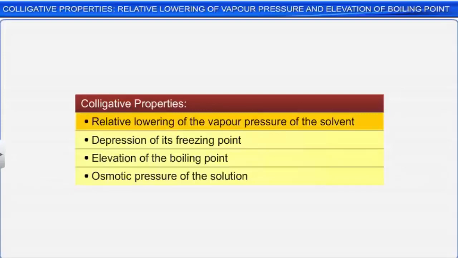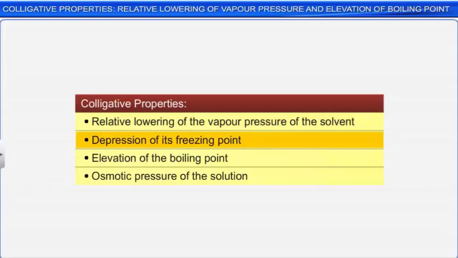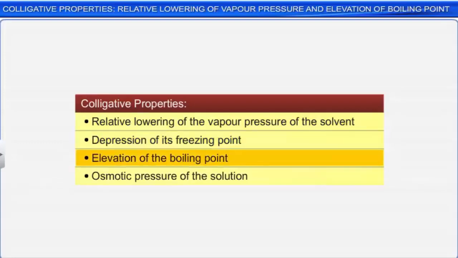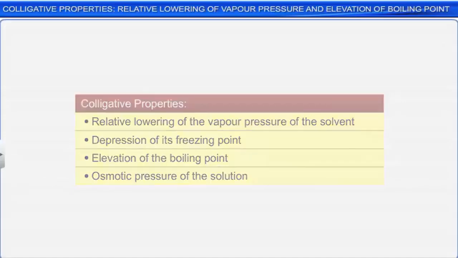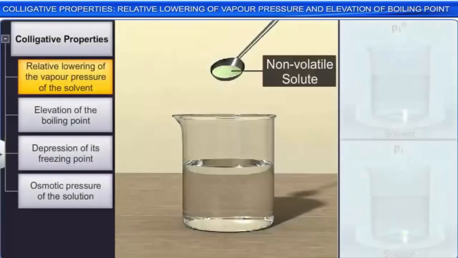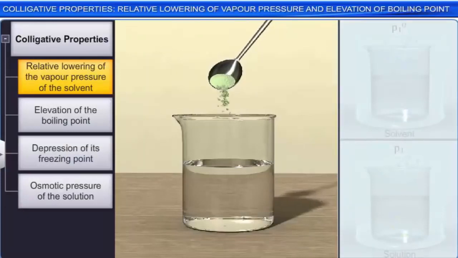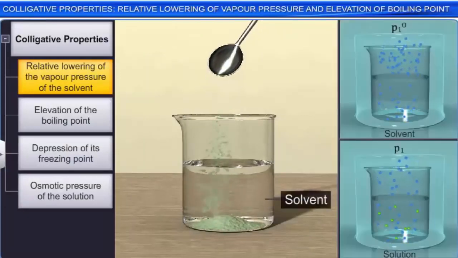Relative lowering of the vapor pressure of the solvent, depression of its freezing point, elevation of the boiling point, osmotic pressure of the solution. These properties provide methods for the determination of molecular masses of the dissolved solutes. Let us first discuss the relative lowering of the vapor pressure of the solvent. We know that when a non-volatile solute is added to a solvent, the vapor pressure of the solution decreases.